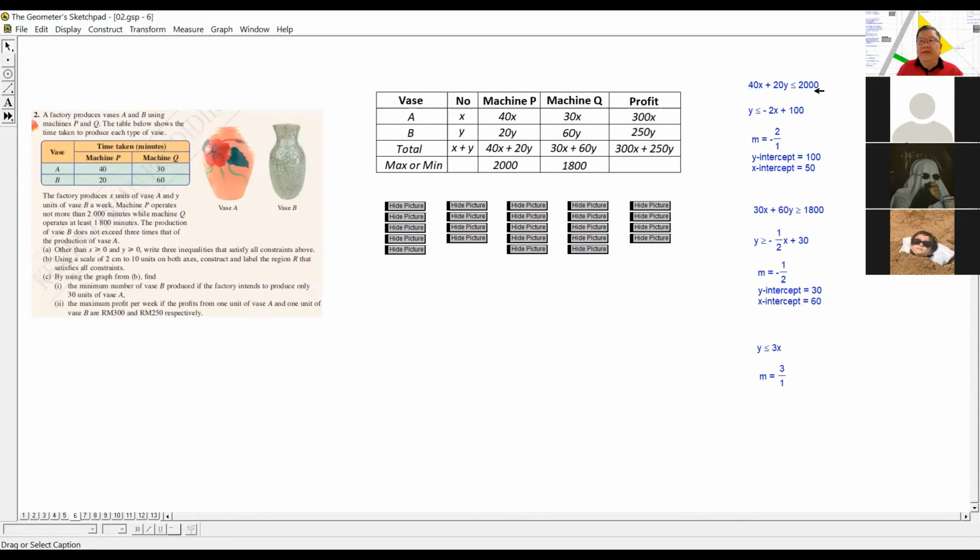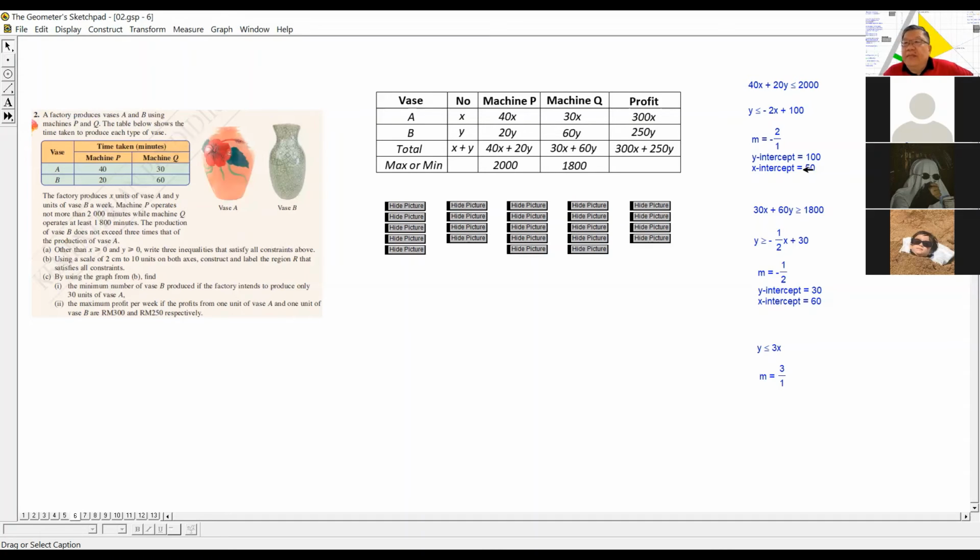This equation I can simplify and reduce to the gradient form. Sorry, not intercept form, gradient form. Okay, so divide by 20. Divide by 20, this will be 2. Divide by 20, this will be 100. So the 2x you move to the right hand side becomes negative 2x plus 100. So from the equation in this form, I can find the gradient. The gradient is negative 2 over 1. The y-intercept is 100.